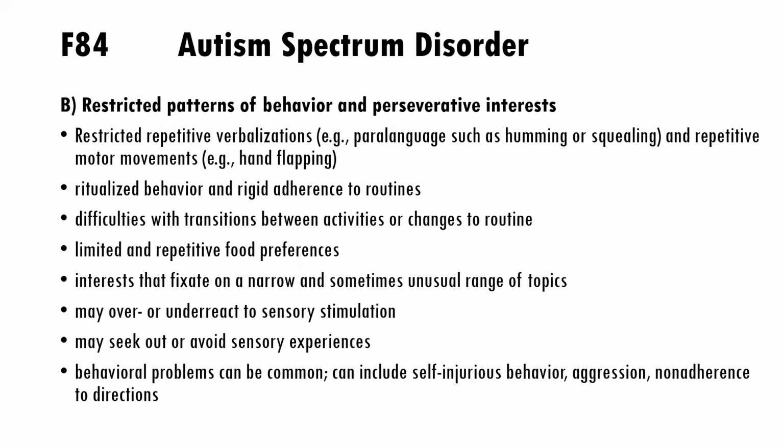So a person may have restricted repetitive verbalizations that need to be worked through. For example, paralanguage such as humming or squealing, or repetitive motor movements such as hand flapping. This is called stereotypy. They may have ritualized behavior and rigid adherence to routines. They may have difficulties with transitions between activities or changes to routine.